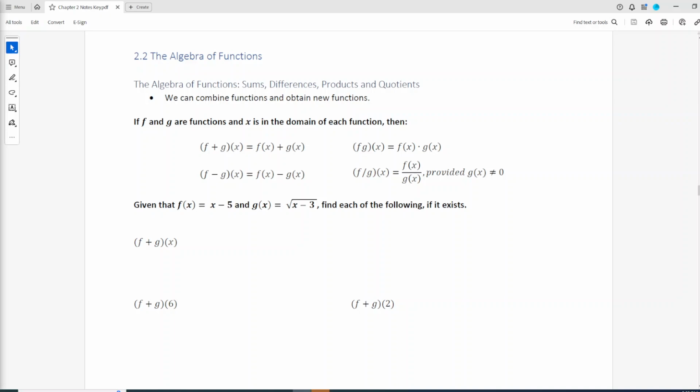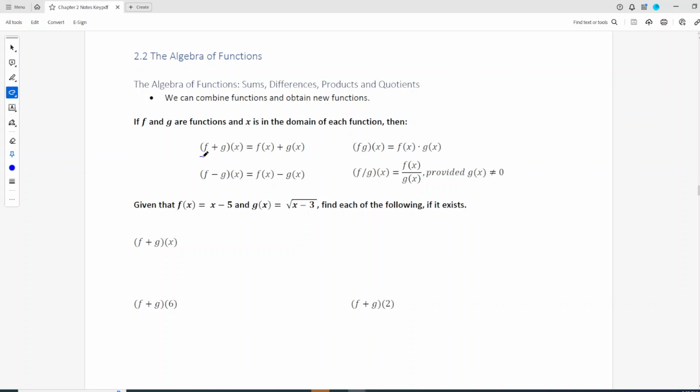Now that we've learned a ton about functions, how to graph them, what they look like, and how to find their domains, now we're going to do algebra of functions. So we are going to find sums, differences, products, and quotients where we combine functions to obtain new functions. So the first thing you have to learn is sort of the language.